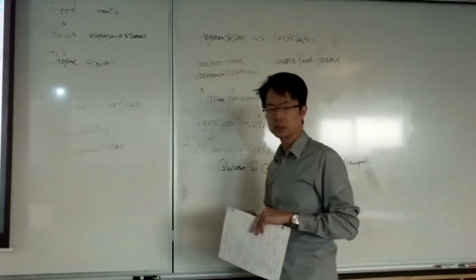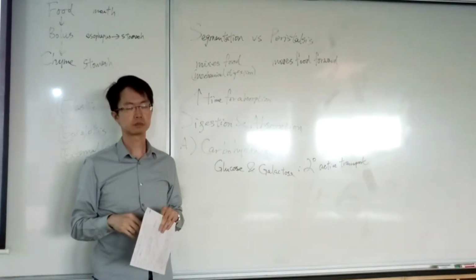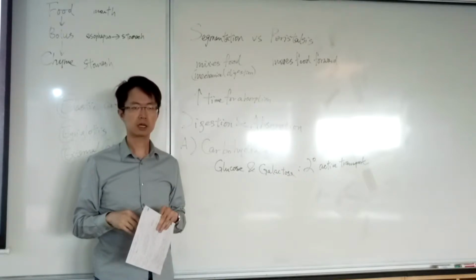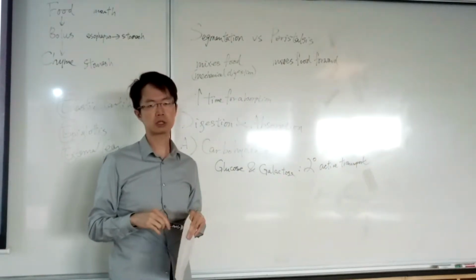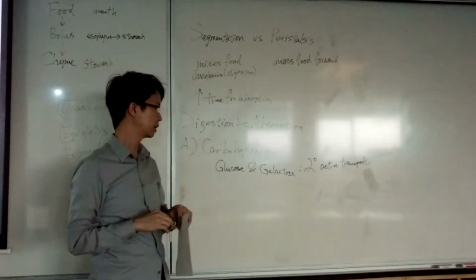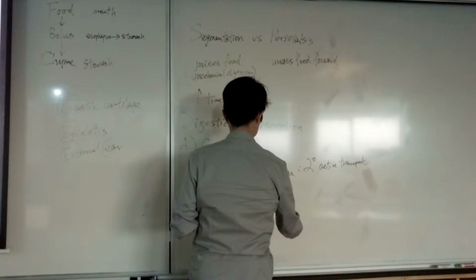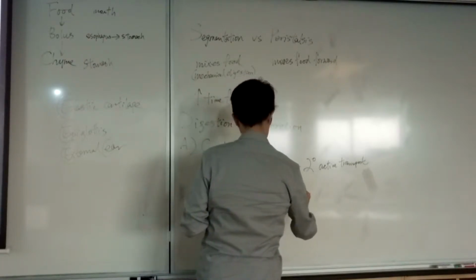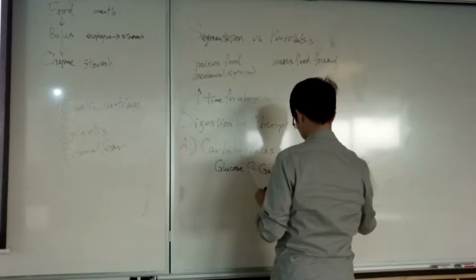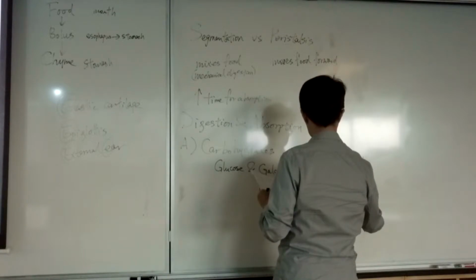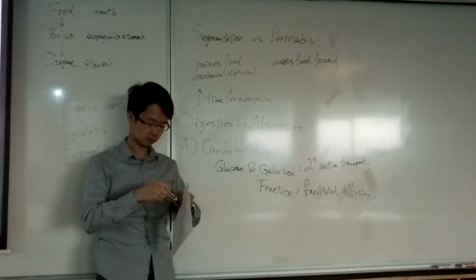Remember, secondary active transport we covered at the beginning of the semester. We talked about it when we talked about gathering, how gathering works. So secondary active transport, just a reminder, does not require ATP directly. And then for fructose, it uses facilitated diffusion.